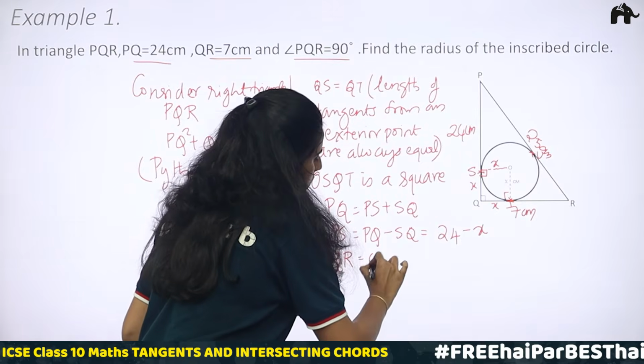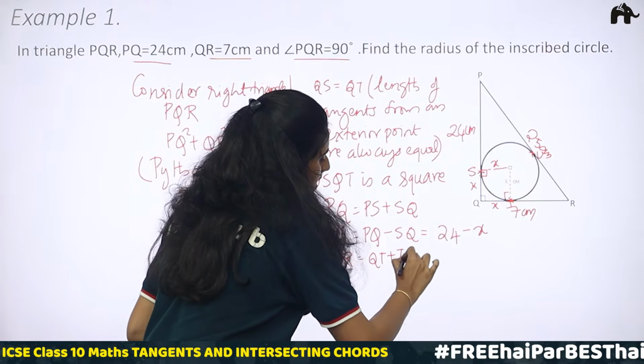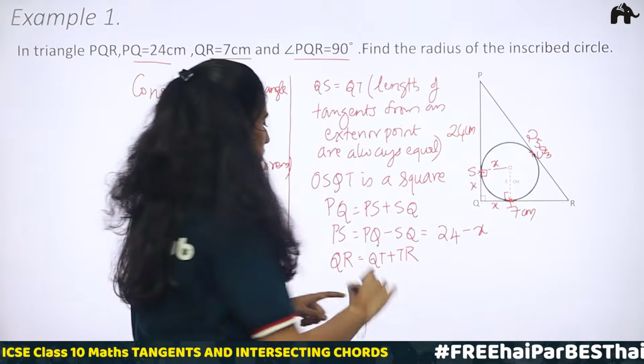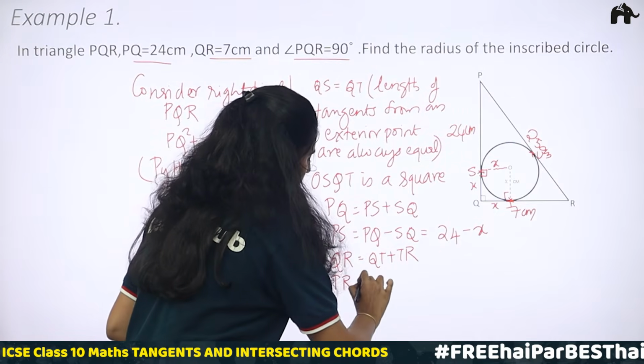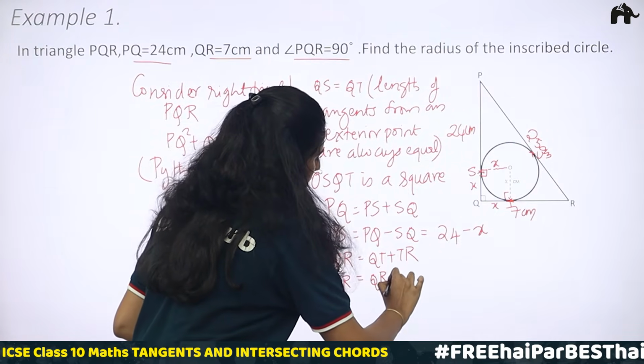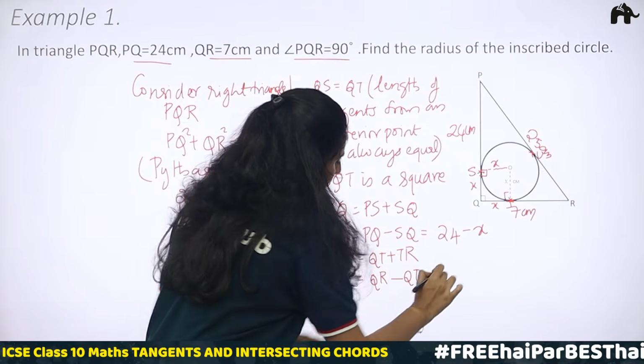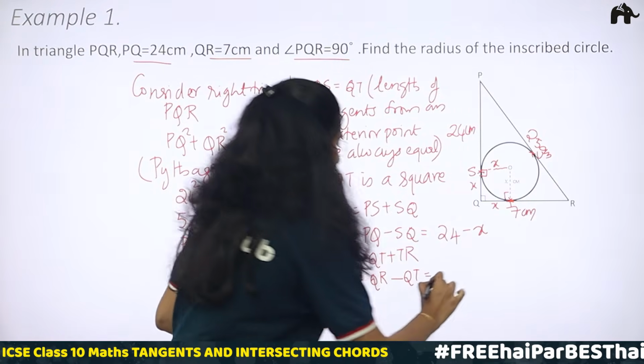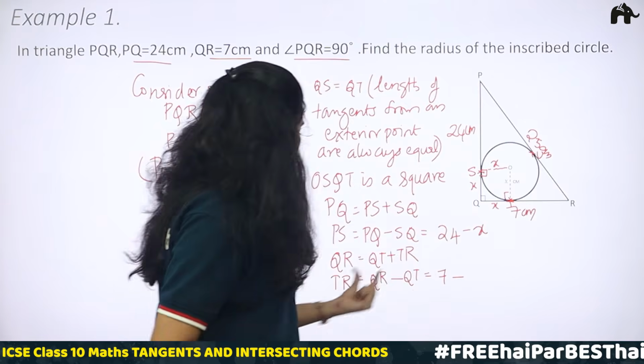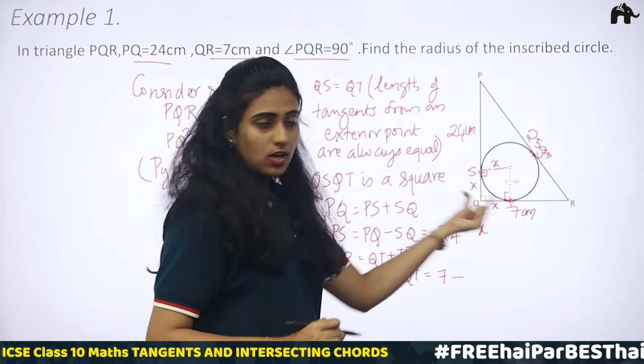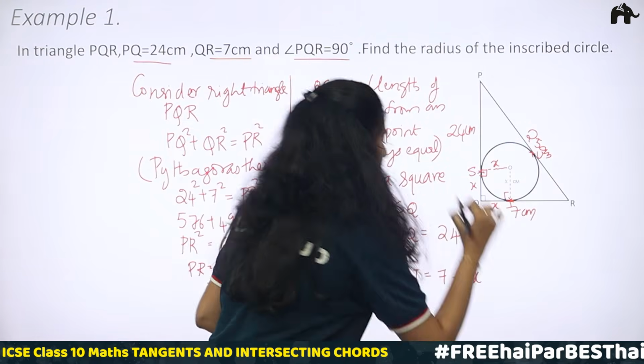QR is equal to QT plus TR. Then what is this TR? TR will be equal to QR minus QT. We have QR. QR is 7 centimeter. 7 minus QT. QT is the small length which is x.